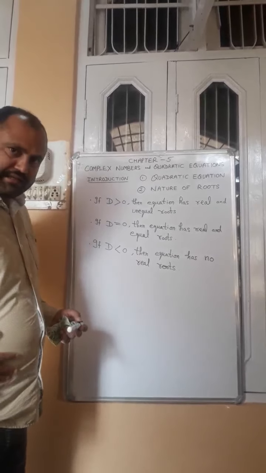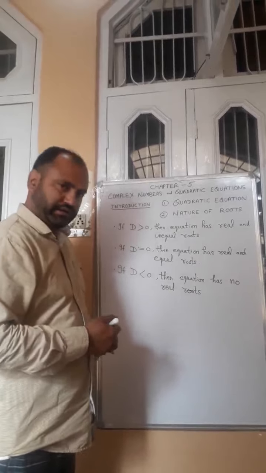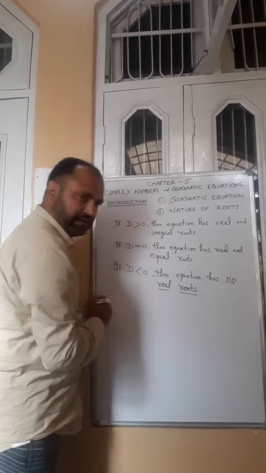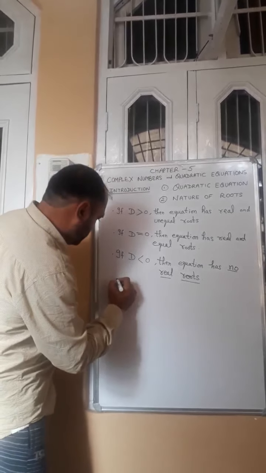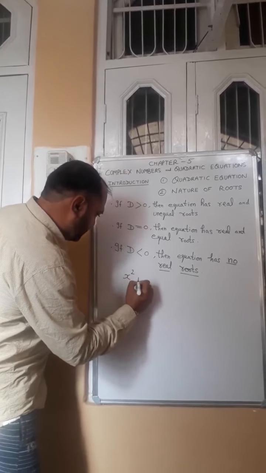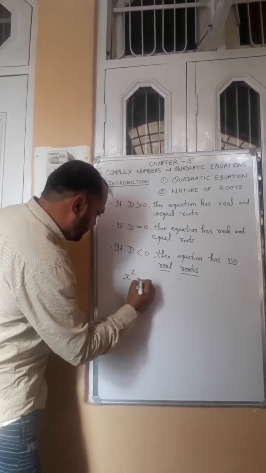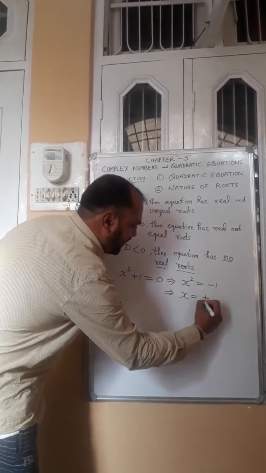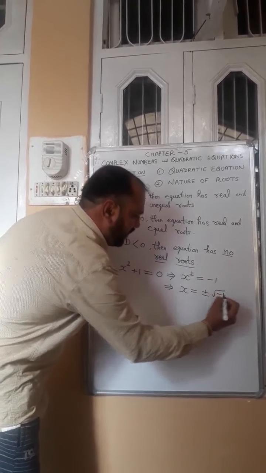So our topic is complex number. No real roots means imaginary roots. To understand this imaginary root, let us take one example. Let x square plus 1 equal to 0. That gives x square is equal to minus 1. Then x is equal to plus minus square root of minus 1.